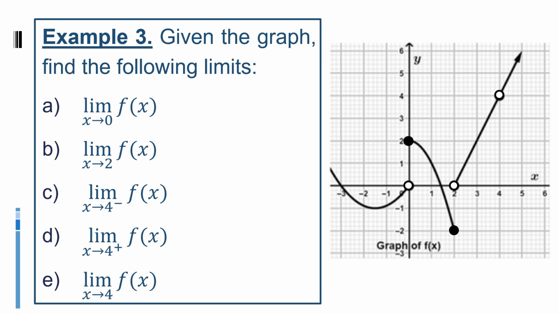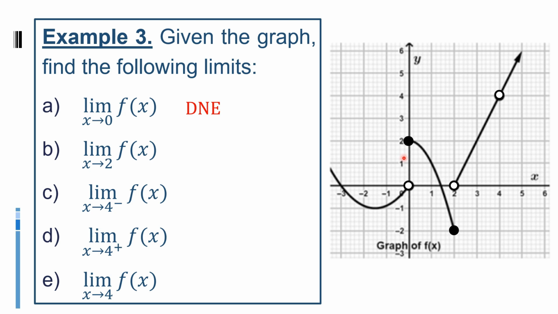So given this graph of f of x, let's find the limit as x approaches 0 of f of x. So dito, hindi niya sinabing left or right, so we have to check yung left at right. The left is 0, yung right is going to 2. So since yung left and right are not equal, then the limit as x approaches 0 of f of x does not exist. Kasi hindi pareho yung left and right hand limit.